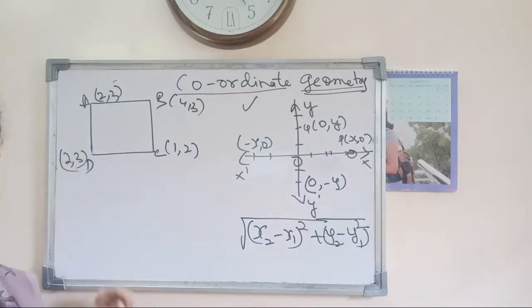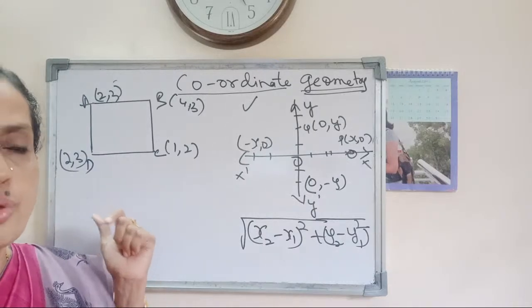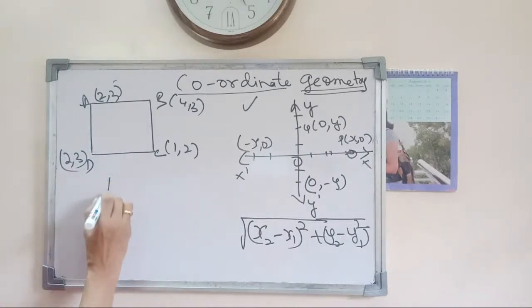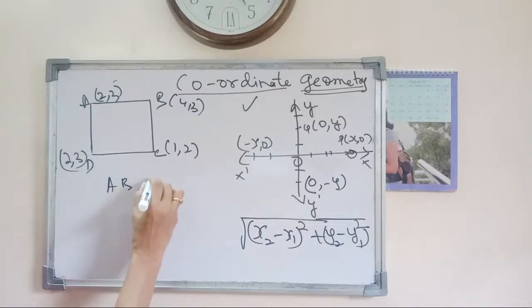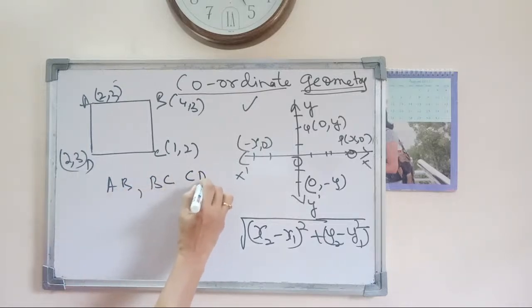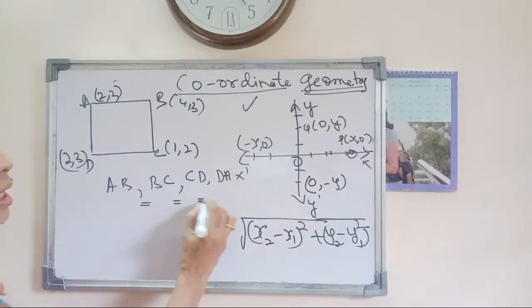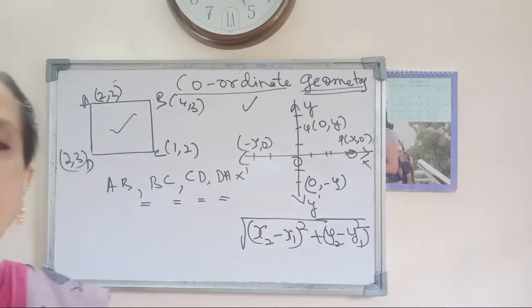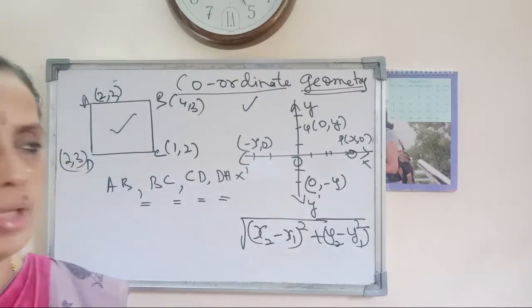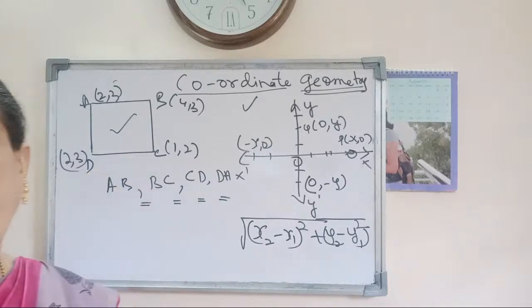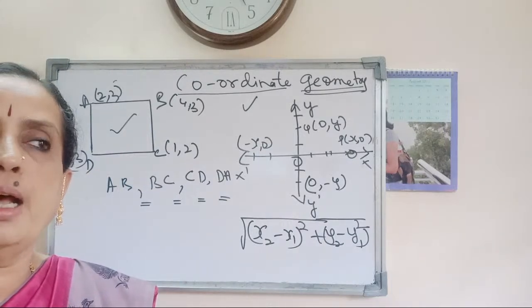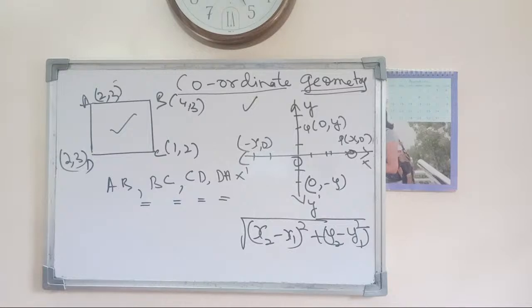And to check whether they are the points on the square, we need to find out what is AB, what is BC distance, what is CD distance and DA. If they are all equal, then we can say that the points are the vertices of a square. To check whether they are vertices of a parallelogram, opposite sides are equal, diagonals bisect.